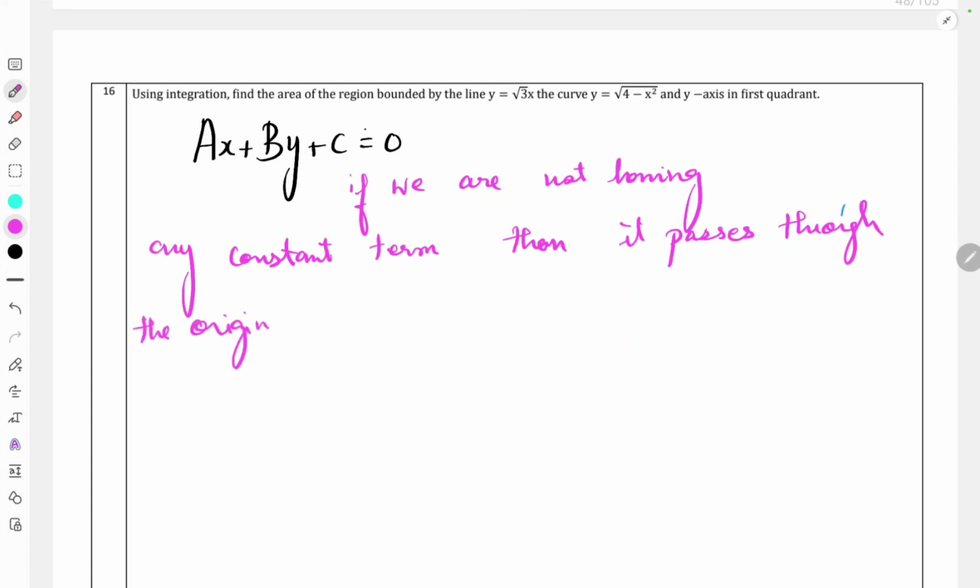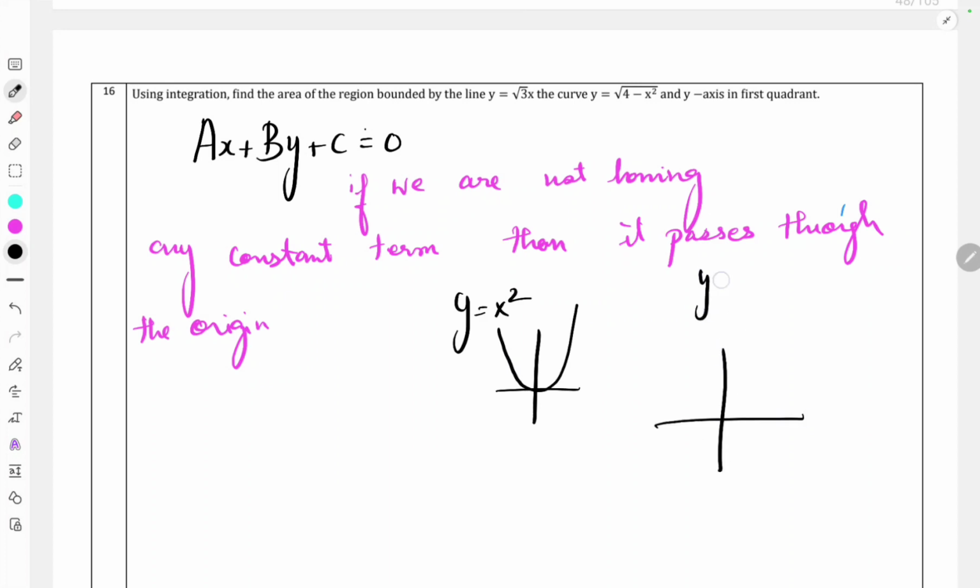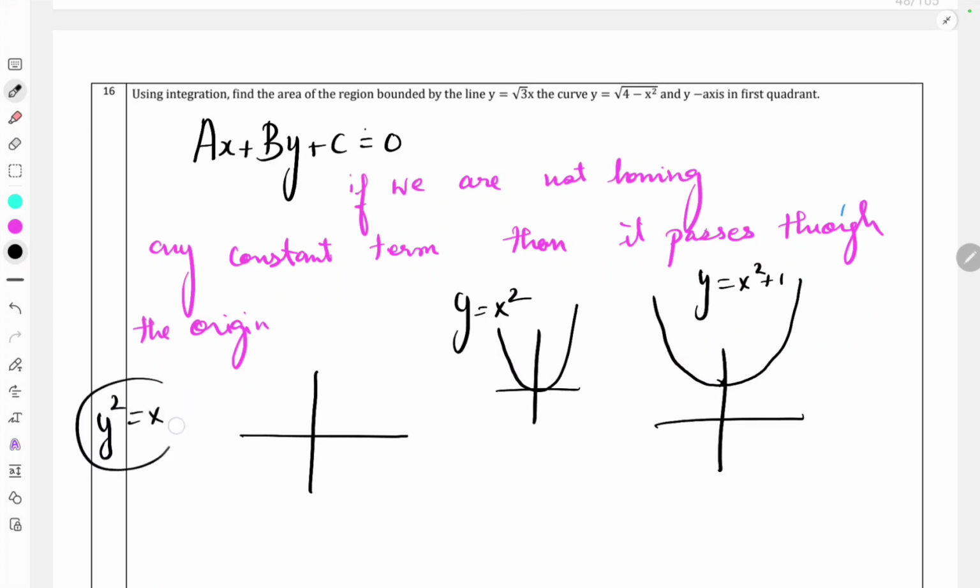This is valid for any equation. Suppose y equal to x square: the constant term is not there, which means it passes through the origin. Suppose we have y equal to x square plus 1, then at 1 the graph will be like this. It is not passing through the origin. Suppose we have x square equal to y, no constant term is there, so it is the same; y square equal to x, no constant term is there, which means it passes through the origin. Okay, so this is the basic concept.